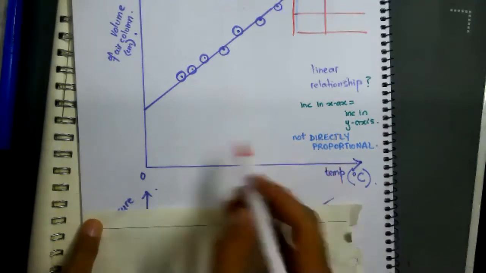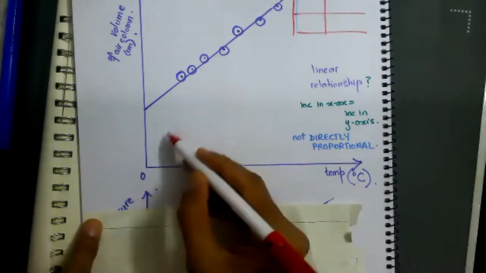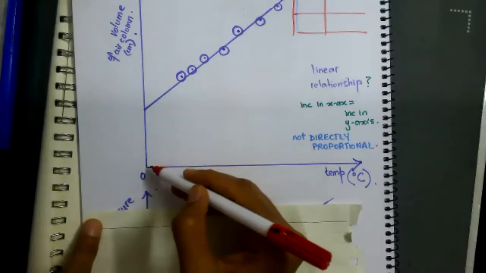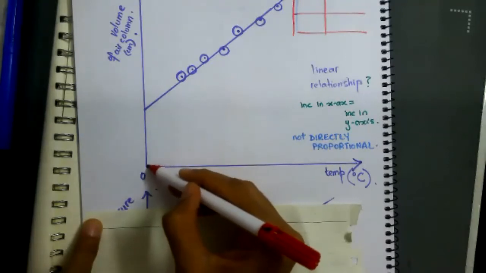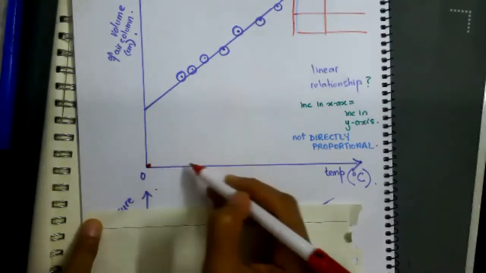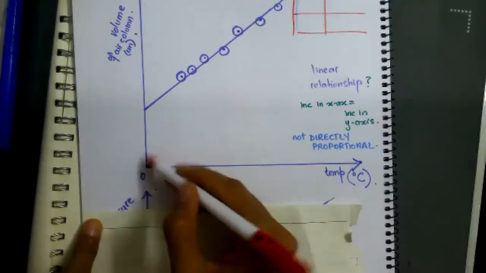See, if, for example, the graph was from here, just imagine. That means this point is telling me that at a temperature of 0 degrees Celsius, the volume is 0.